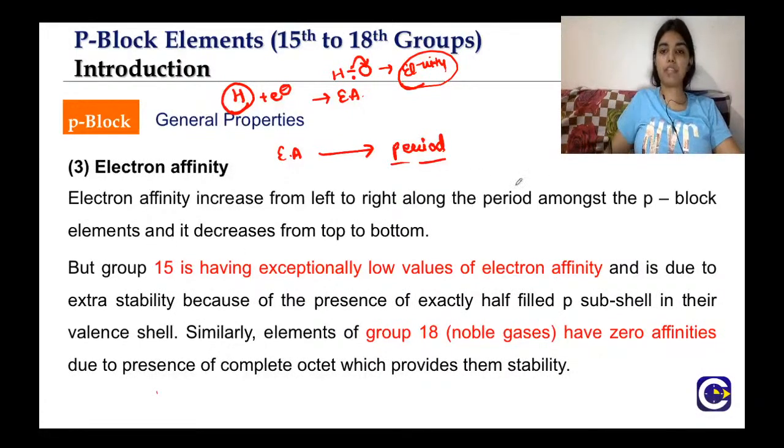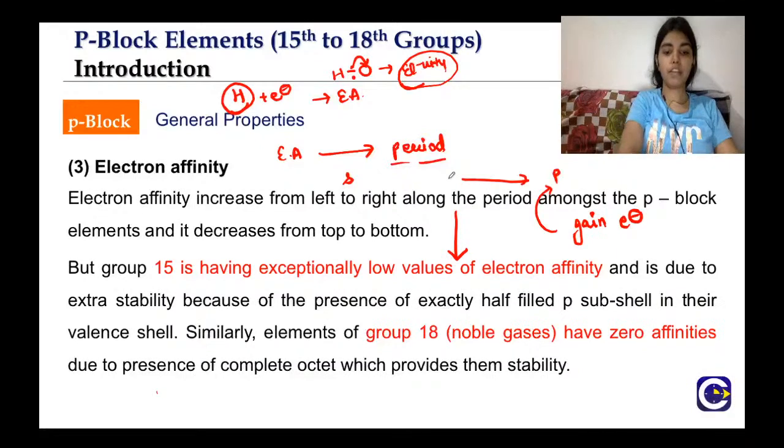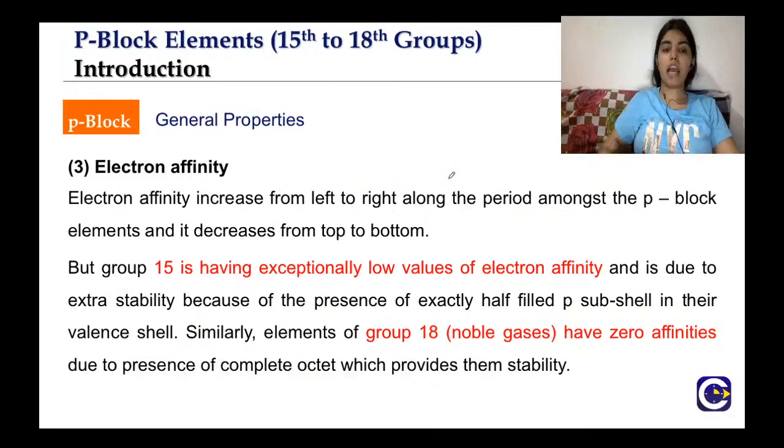That means, if you see from left to right, that is, when you go from S block to P block, the elements tend to gain electrons. The element tends to gain electron, while if you see down the group, that is moving down the group, the electron affinity decreases, right? That means the tendency to gain electron decreases, right? But here, again an anomaly comes: group 15 is having exceptionally low values of electron affinity.